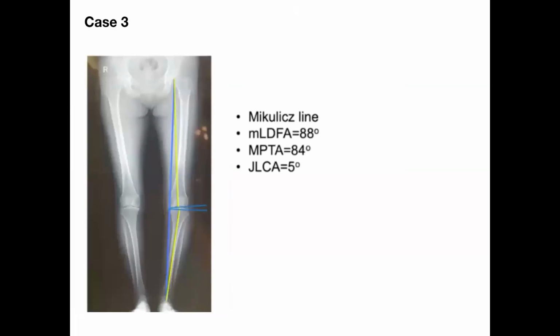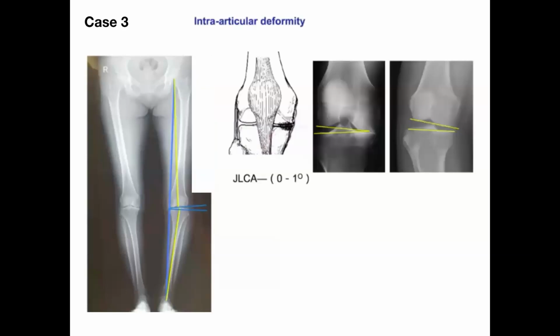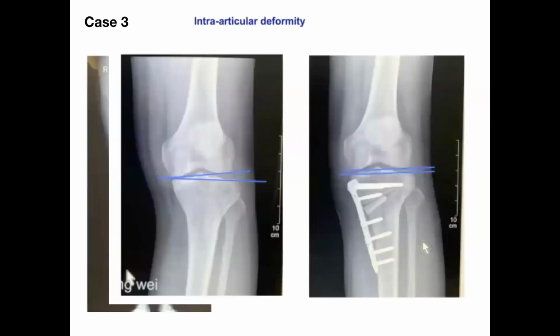Then case 3, seeing these values. Probably an intra-articular problem, with an almost normal distal femoral and tibial angle, 84 to 87. Yes, intra-articular. The intra-articular angle should be 0 to 2 degrees, and the correction should be done intra-articularly.